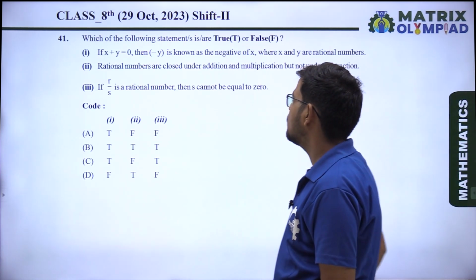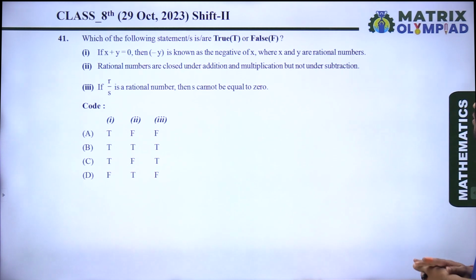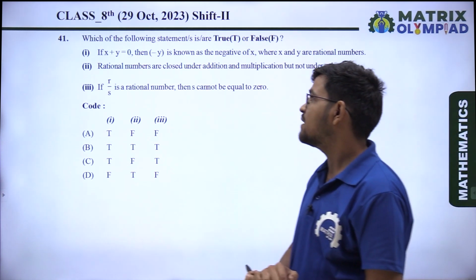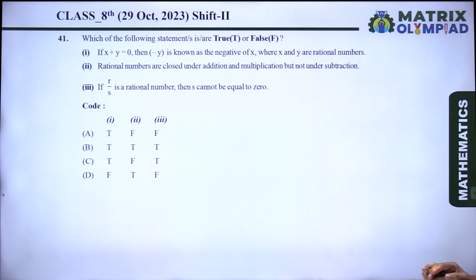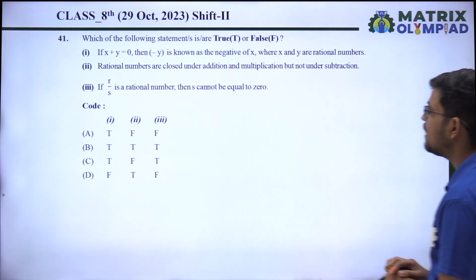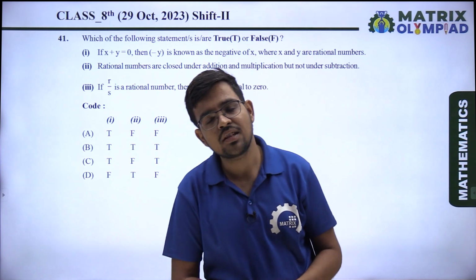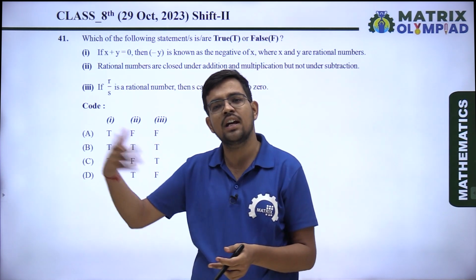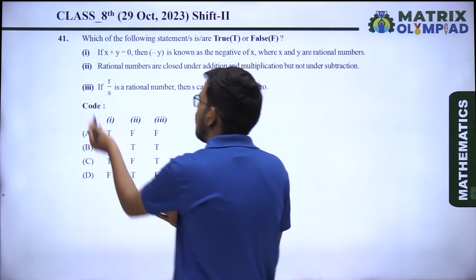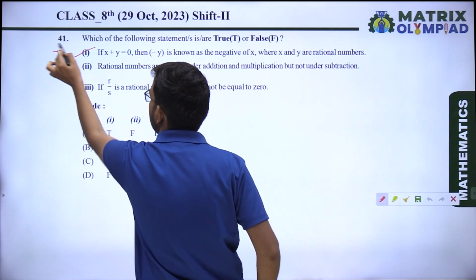Next question: which of the following statements are true or false? If x plus y equals 0, then minus y is known as the negative of x, where x and y are rational numbers. Yes, if the sum of two numbers is 0, then one number is called the negative of the other number. So the first one is true.